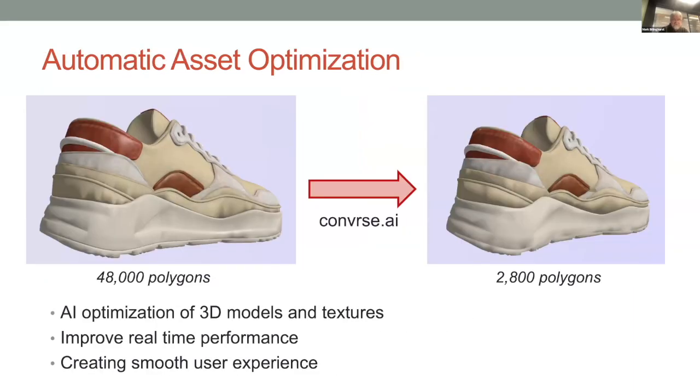And there are some tools you can use to make assets better. So Converse.ai, on the left-hand side, you can see a 3D model of a shoe. It's 48,000 polygons. And then they run it through Converse AI, and they produce the same shoe on the right-hand side, which is now 2,800 polygons, so a 20th or 18th of the size, but it still looks visually the same. So once you've got some content, you can improve it as well. So there's a lot of interesting applications you can use around AI in the content space.